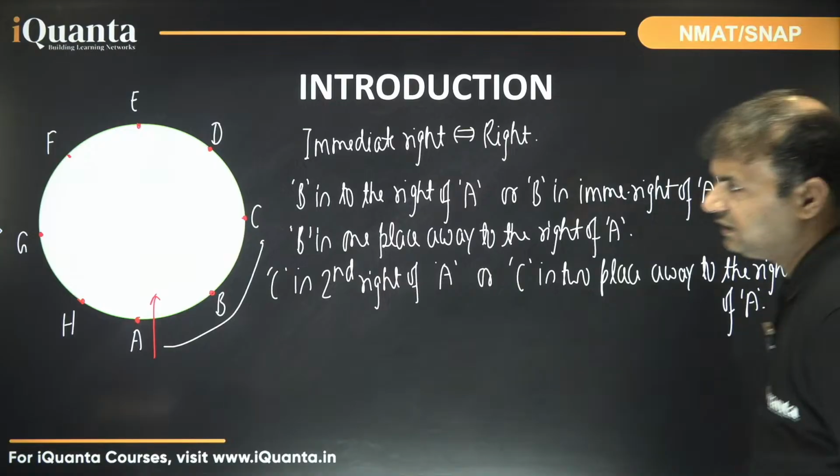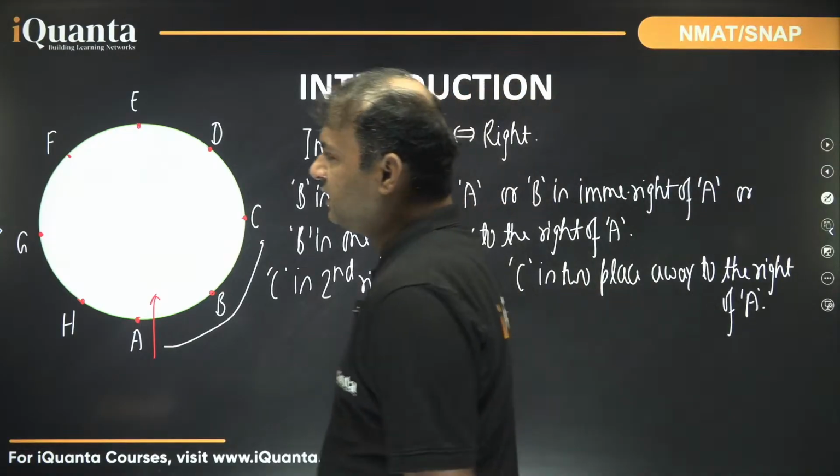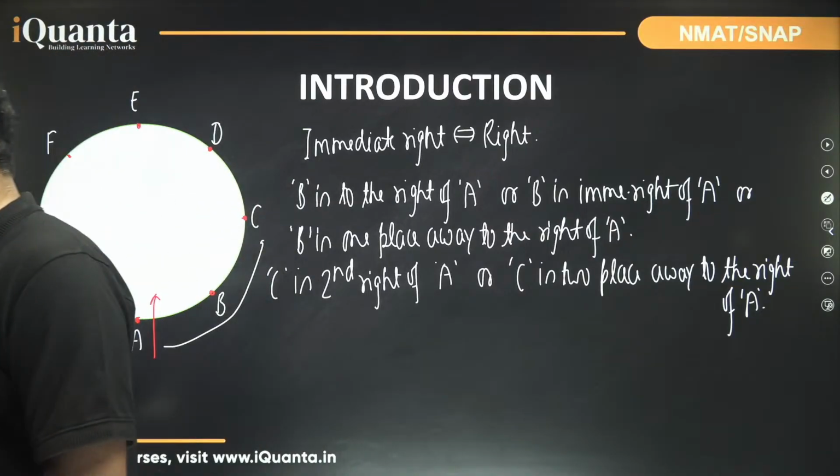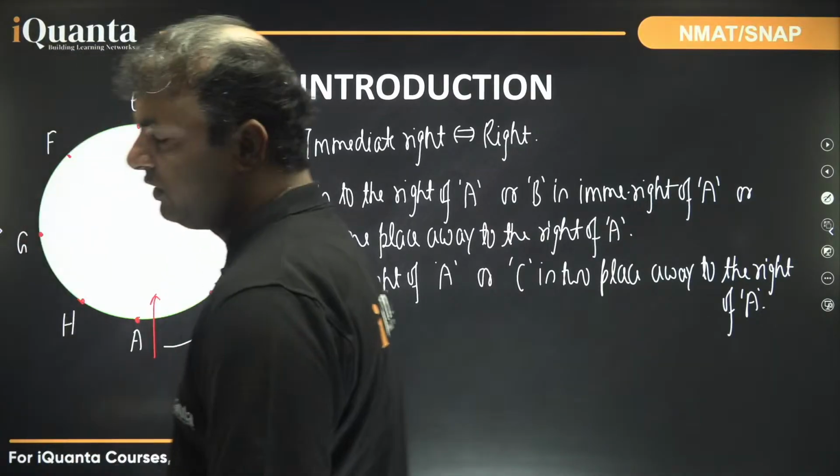Okay, similarly guys, D is 3 places away to the right of A, E is 4 places away. C is third right of A, D is fourth right of A, and so on, right? This is what we can write in a similar manner.